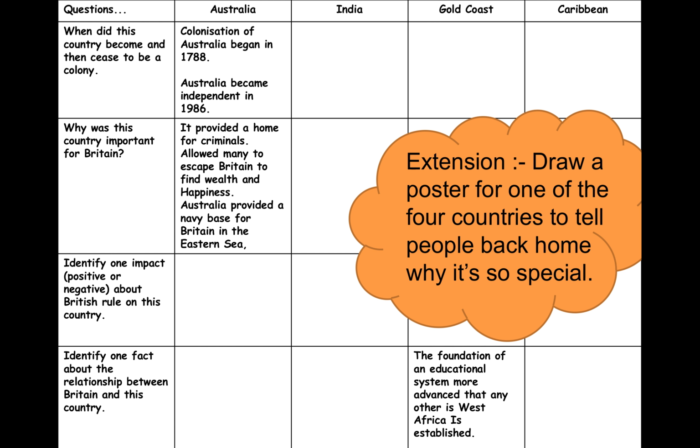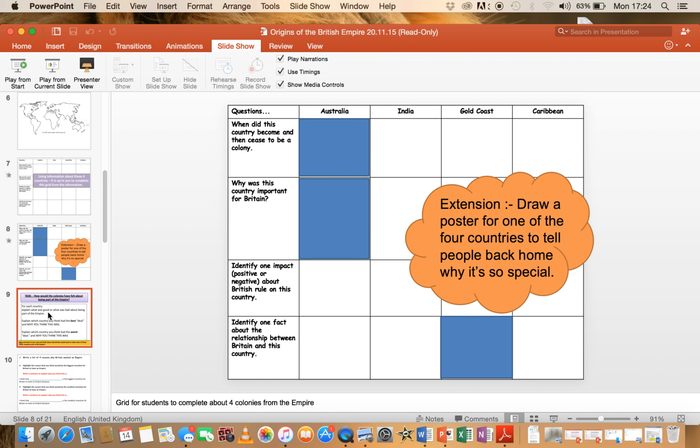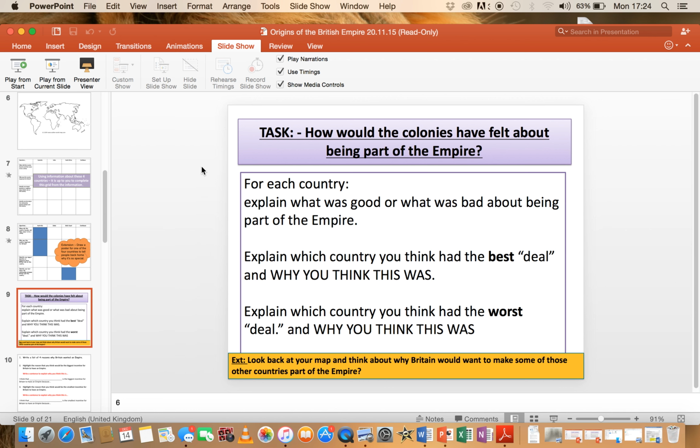And then I've added in an extension. Any pupils that get this finished or find it easier can draw a poster for one of the 4 countries to tell people back home why it is so special. Moving on, the next task was how would the colonies have felt about being part of the empire? For each country they need to think about what was good or bad about being part of the empire, and then explain which country had the best deal or the worst deal. Again, I've put another extension: look back at your map and think about why Britain would want to make some of those other countries part of the empire.